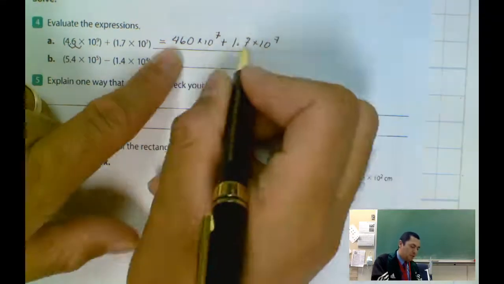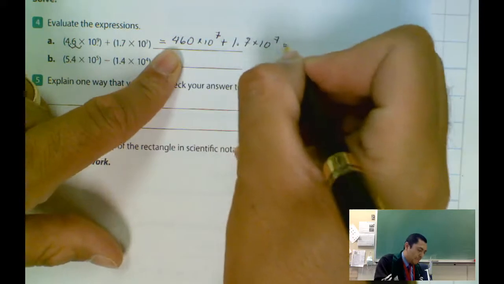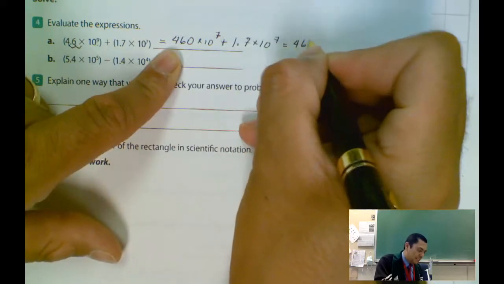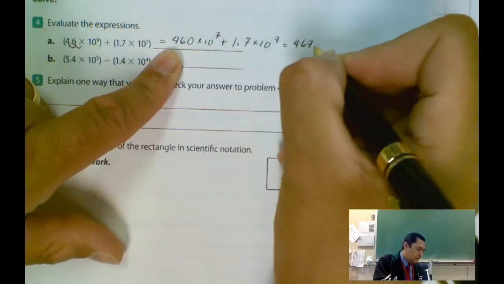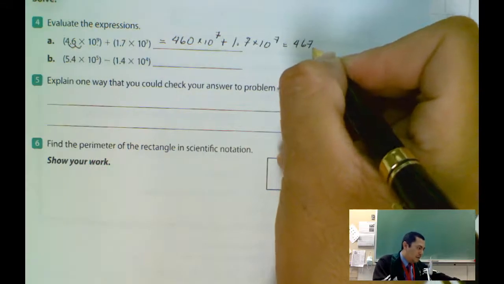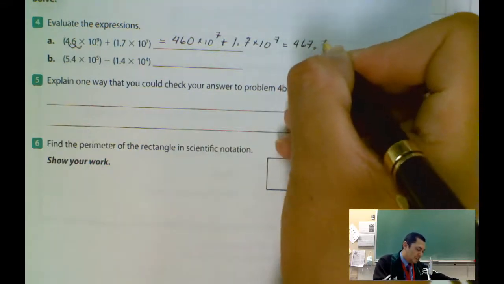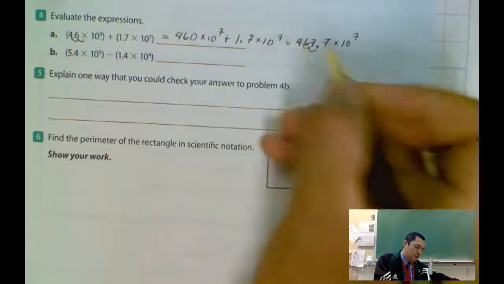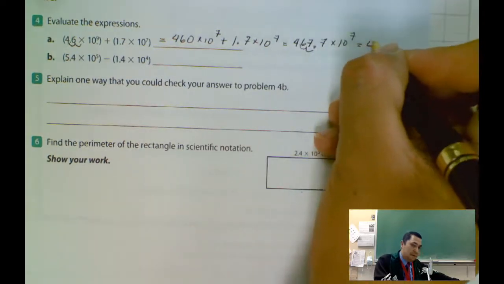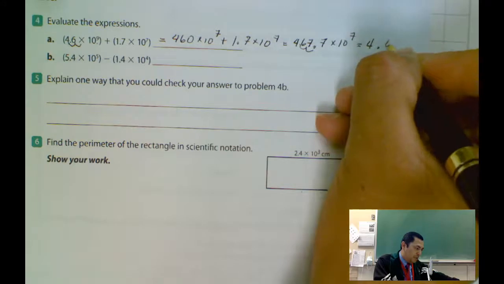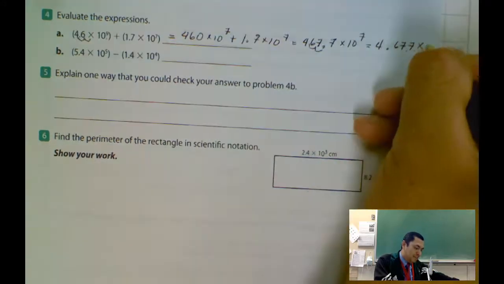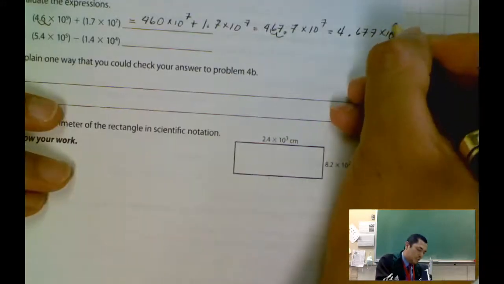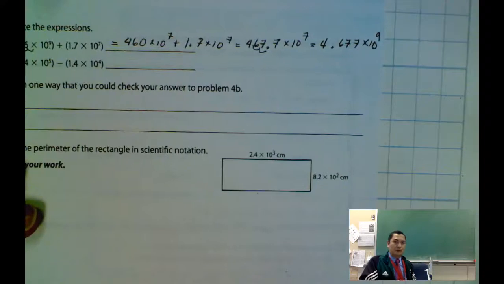Now I'm going to add these two. So I have 467.7 times 10 to the 7. So I need to move these ones back, 1, 2, 4.67, 4.677 times 10 to the 9. Okay, that's the answer for that one.